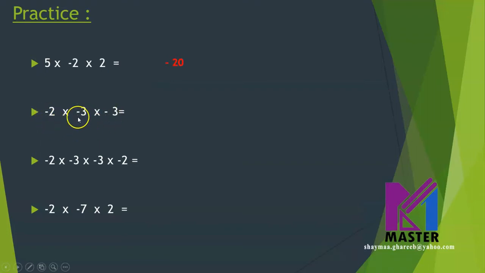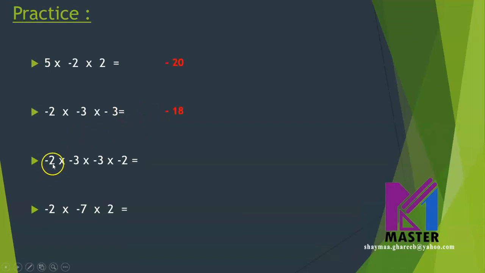Negative 2 times negative 3, negative times negative gives positive. Then positive times the negative gives negative. So the answer here will be negative. Let's check which number. 2 times 3 equals 6. 6 times 3 equals 18. So the answer will be negative 18.